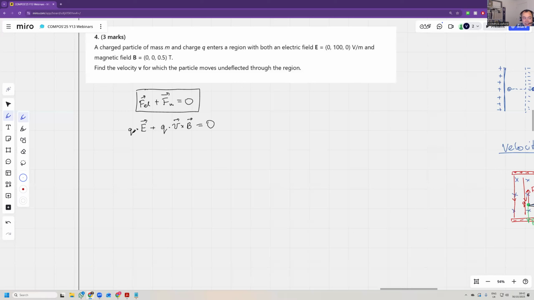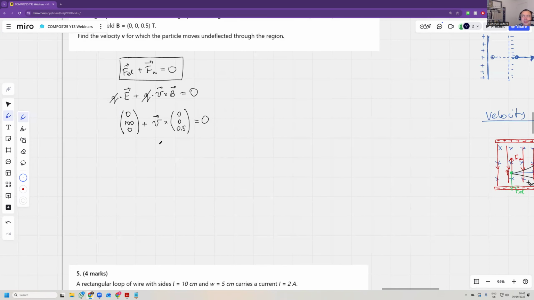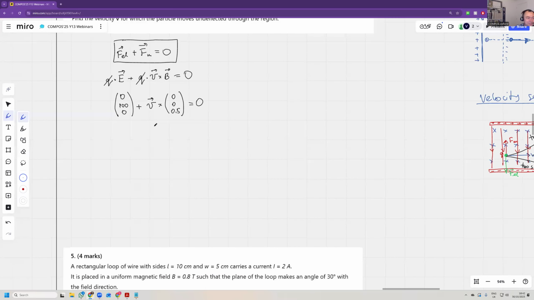Now, Q is a scalar, so we can divide by Q. And we have the electric field, which is 0, 100, 0, plus V cross product B, which is 0, 0, 0.5. And that's equal to 0. To solve this, I'm looking for V. There's no vector division, not that I'm aware of.